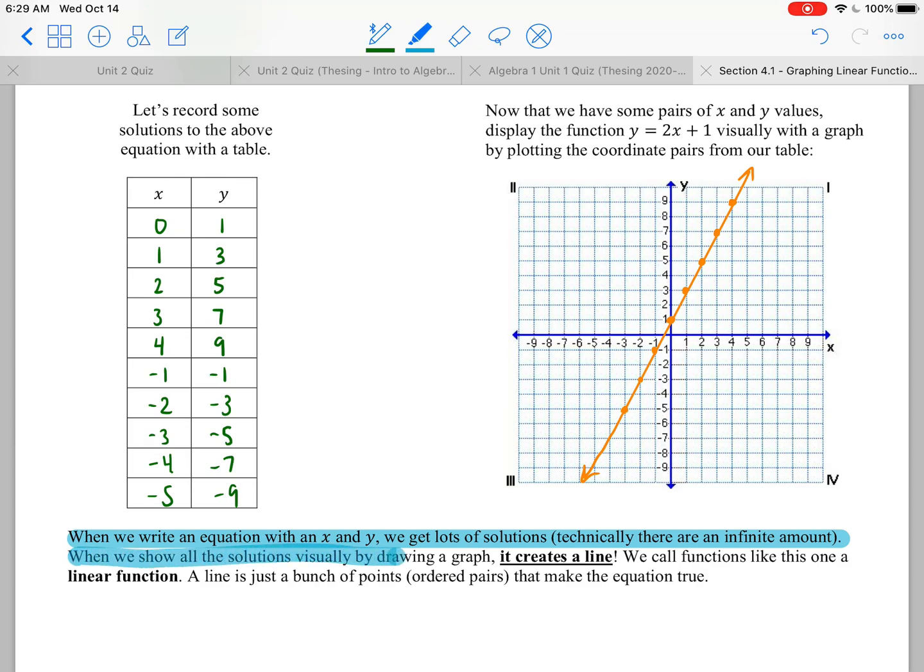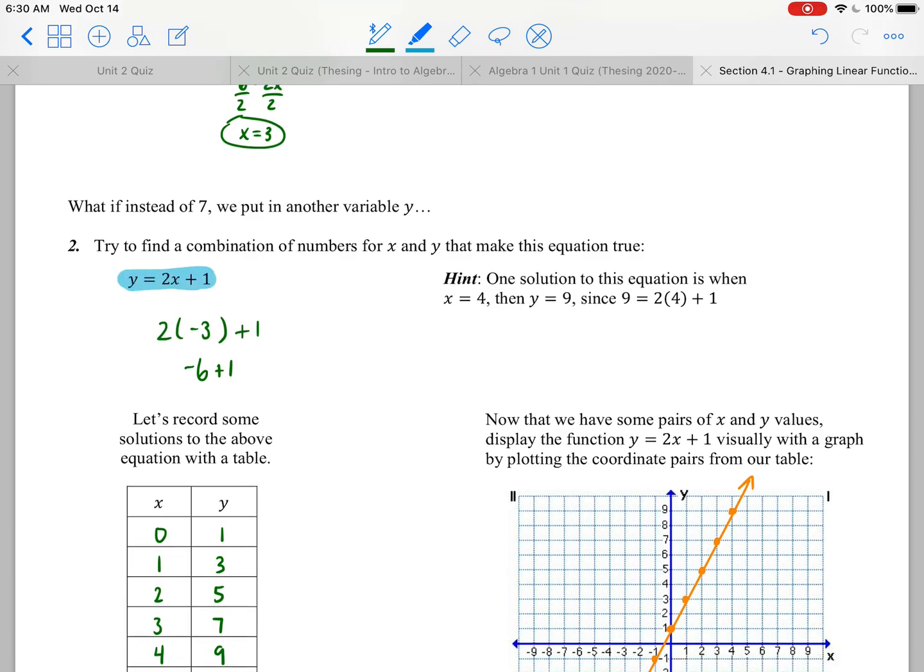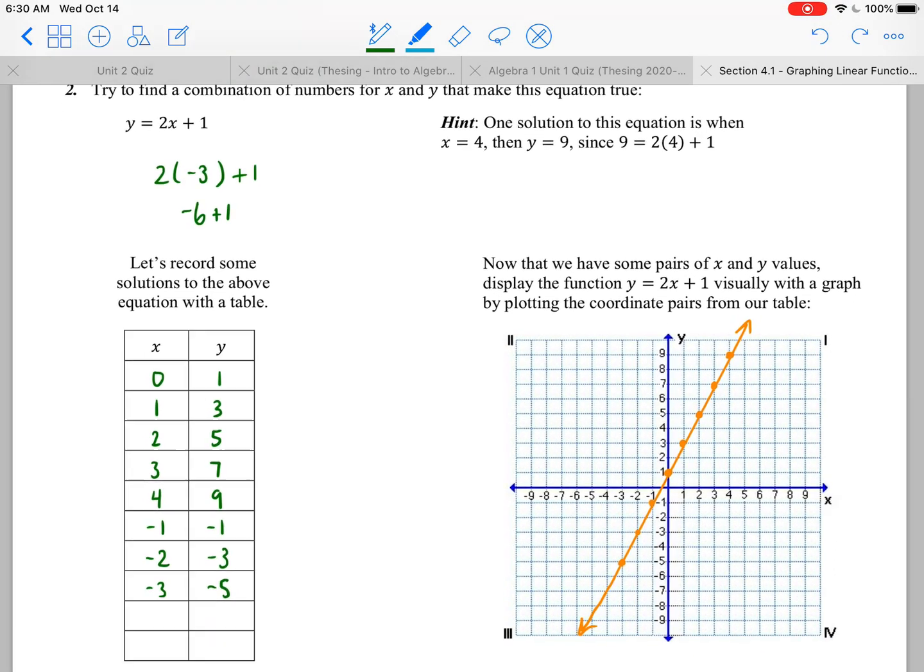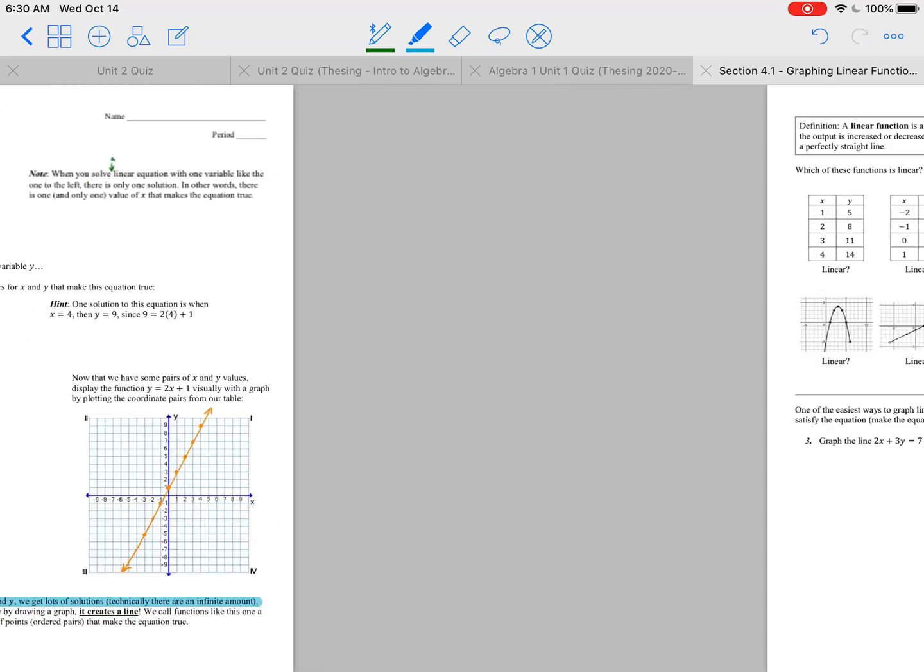When we show all the solutions visually by graph, like when you start plotting every single point that's on this, it creates a line. So we call functions like this one a linear function. A line is just a bunch of points or ordered pairs that make the equation true. So what you're seeing with the line here is all the xy coordinate pairs that make this equation up here true. That's all a line is. It's just a visual depiction of the reality of this equation being true. All right, let's move on to the next page.